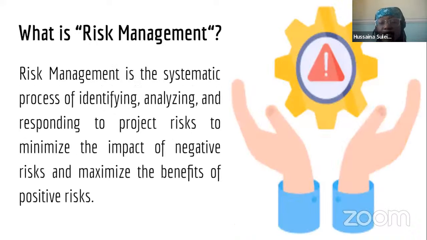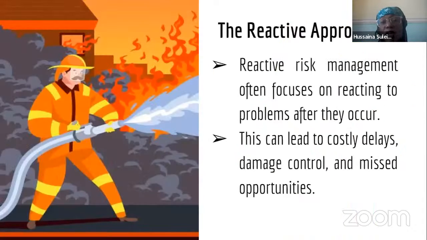So what is risk management? Risk management is a systematic process of identifying, analyzing, and responding to project risk to minimize the impact of negative risk and maximize the benefits of positive risk. So whatever it is you do that helps you identify, analyze your risk, and also respond or handle it so as to reduce whatever negative effect it's going to have, or also use it to maximize the benefits, is called risk management.